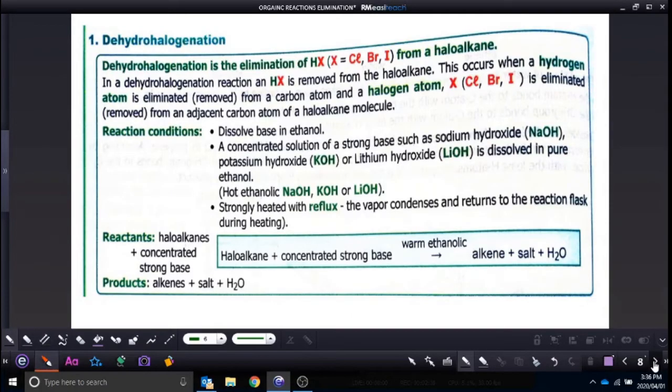Our first elimination reaction is dehydrohalogenation. We're going to take out a hydrogen and a halogen. The reaction conditions must be a concentrated solution of a strong base dissolved in ethanol. Please be very careful here, because there is a similar reaction in substitution. So it's a strong base dissolved in ethanol. Normally it is a hot ethanolic reaction, heated with reflux, where the vapor condenses and returns to the reaction flask during heating. So we will have a haloalkane and a concentrated strong base, and the products will be an alkene, a salt and water. So we get three components from this reaction.